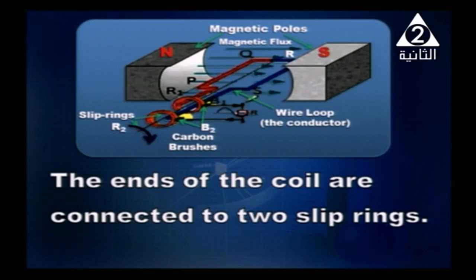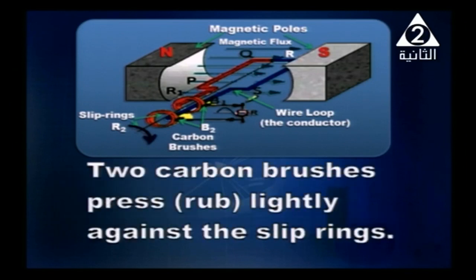Actually, the ends of the coil, as you see, are connected to two slip rings. And there is something that touches the slip rings. Yes, we call them brushes. So we've got two carbon brushes that press lightly against the slip rings. This was about the structure of the device. Simply, it consists of a rectangular coil which is rotated between the two poles of a permanent magnet, and we've got two rings and two brushes.